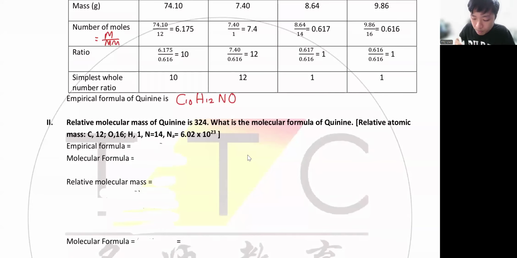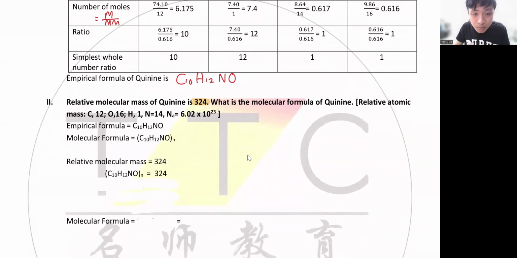Okay, then empirical formula. Now, this is your empirical formula. If they ask you to find the molecular formula, they give the total mass, say 324. Because you don't know how many times, you put n times. Remember, you put n times the empirical formula equals 324.